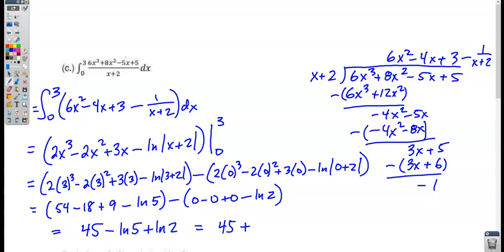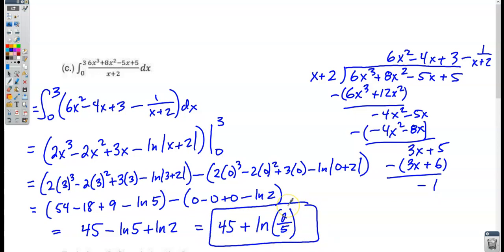So anyway, I can simplify the minus natural log of 5 plus log of 2 as natural log of the quantity 2 over 5. And so there's my final answer for that definite integral.